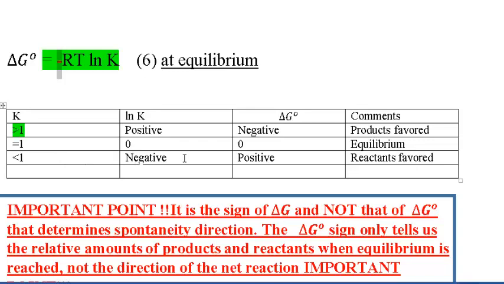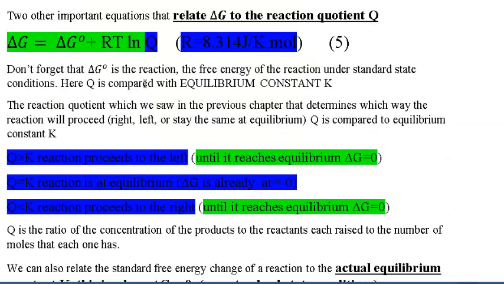Natural log of K is negative. Negative with that negative is positive. Delta G is positive. We know that delta G being positive is an endergonic reaction, non-spontaneous. The reactants are favored. So now we can relate K, the equilibrium constant, to delta G. And if we're not at equilibrium, we can relate K to Q and determine where the reaction will shift in order to get to equilibrium.